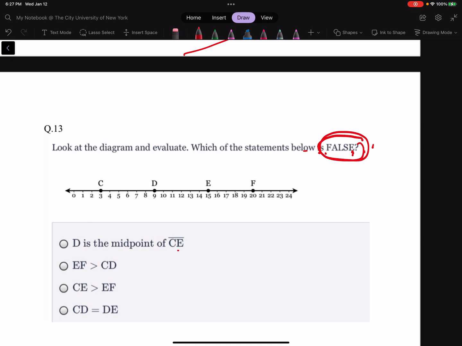So D is the midpoint of CE. Let's see C and E. There is a difference, 3 to 15. So 15 minus 3 gives you 12. And D is at 9. So 9 minus 3 is 6, okay? So another one should be 6. So it's the midpoint. It's not false.